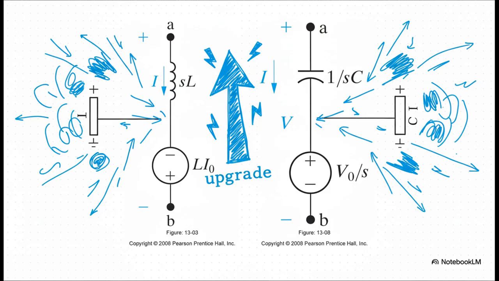And here's where it gets really cool. This isn't just a simple translation, it's an upgrade. Because when we transform our components, any energy they had stored at the very beginning, like the initial current in an inductor or the voltage on a capacitor, it gets automatically packaged right into the new model. It just shows up as a simple little voltage or current source. This is a massive win, and it makes our lives so much easier.